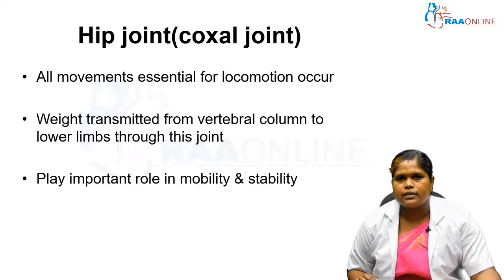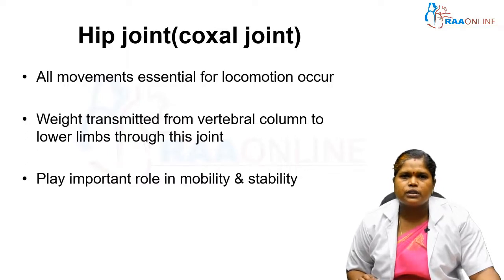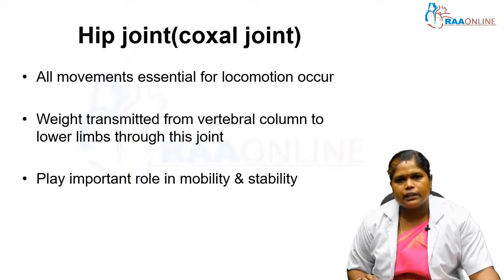The hip joint is otherwise known as the coxal joint. The hip joint produces all the movements which are essential for locomotion, that is for walking. This joint is also important in weight transmission from the vertebral column, that is the axial skeleton, to the appendicular skeleton, that is the lower limb, which occurs through this joint. So weight transmission is another most important characteristic of this joint. The hip joint plays an important role in mobility as well as stability of our body.